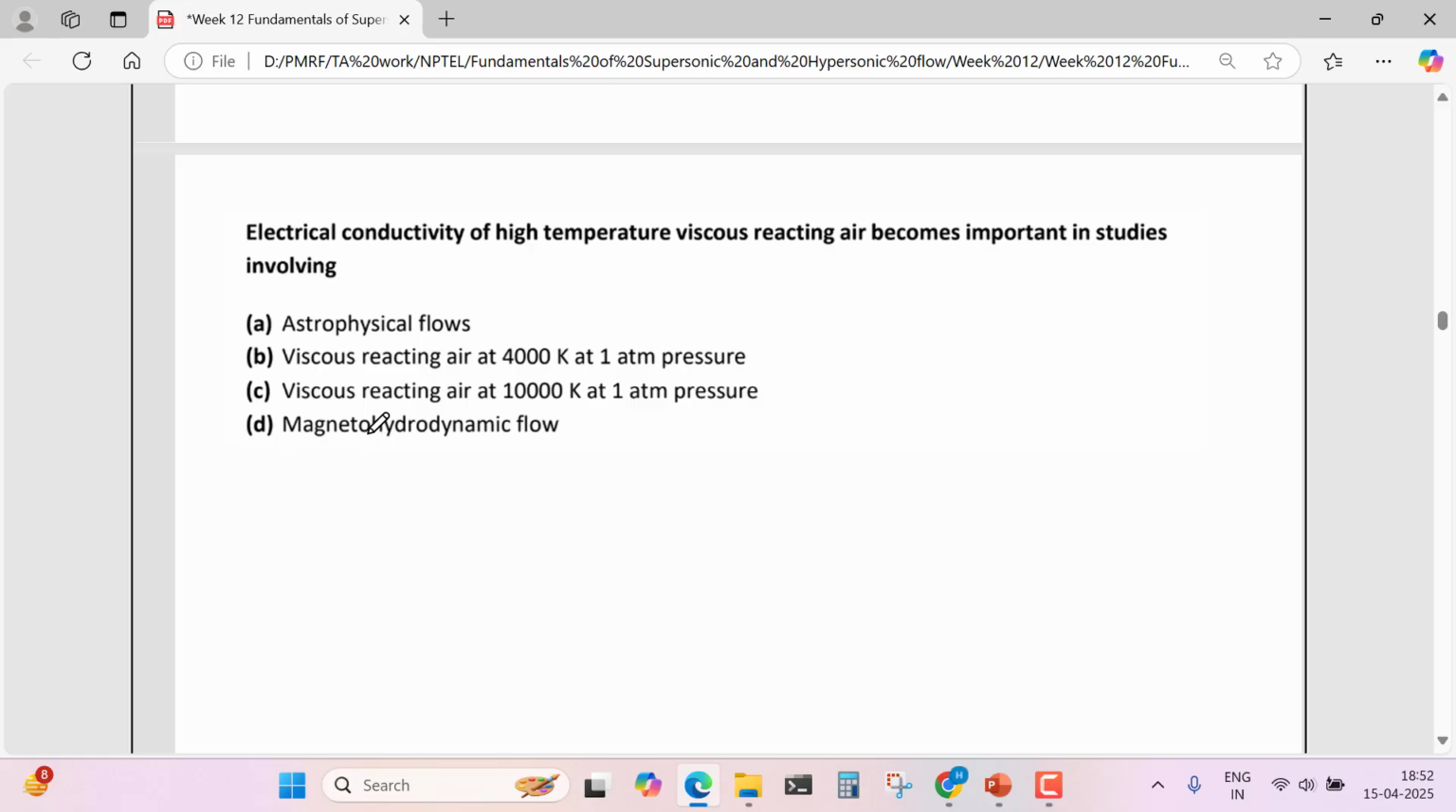Now we will see the next problem. Electrical conductivity of high temperature viscous reacting air becomes important in studies involving: option A, astrophysical flows; option B, viscous reacting air at 4000 Kelvin at 1 atmosphere pressure; option C, viscous reacting air at 10,000 Kelvin at 1 atmosphere pressure; option D, magneto-hydrodynamic flow. What will be the correct option for this problem?